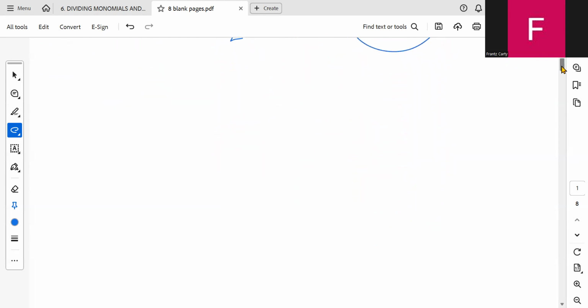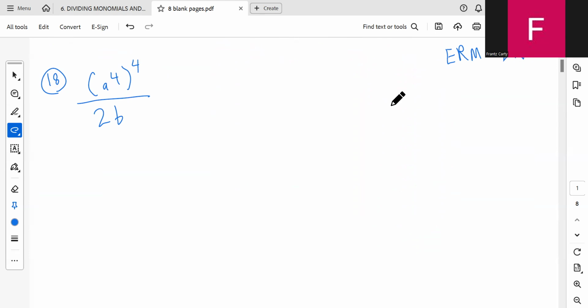Let's try 18. And it's the same steps. DM. Or maybe we should make it DM to make it more catchy. This is 18. 18 is a simple question. What does the E stand for again? Exponents. Got it. So do we have one? But it's only one factor, right? 1 base, 2 exponents, so it's going to be A to the 16th over 2B.